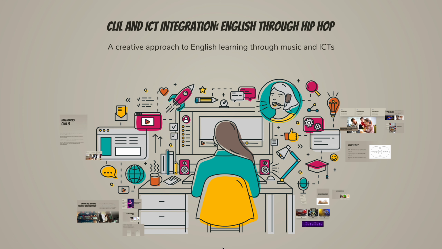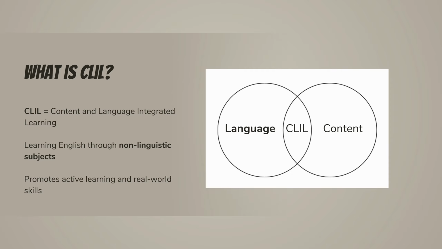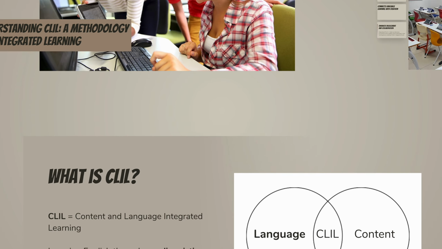Okay, so first of all, what is CLIL? CLIL stands for Content and Language Integrated Learning. It's a methodology in which students learn both a language and also the subject which they are working. In this case, they learn about music through English, but it can be many different subjects. CLIL makes language learning more engaging because students are using language to understand real world topics, to communicate, and not just focusing on the language itself.